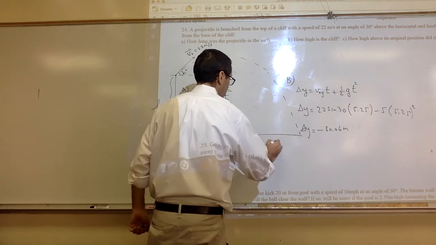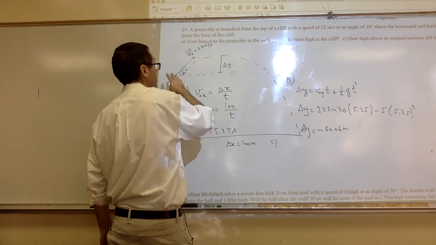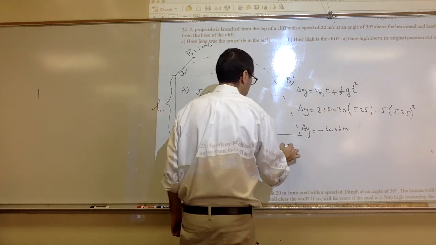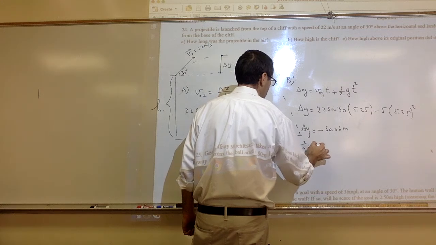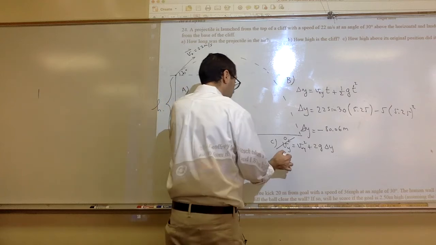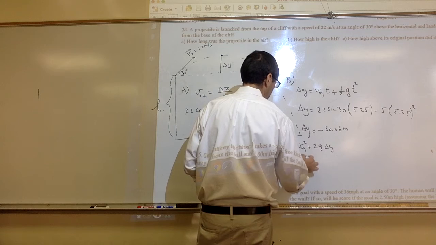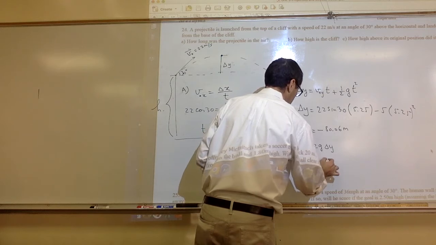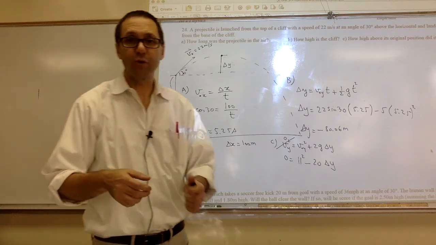So let's try that. We're trying to figure out this delta y here, which is very different than this one here. So at this point here, your vertical velocity is 0. So I'm going to use the one that doesn't have the time squared, the time period. So v squared equals v0y squared plus 2g delta y. At the top, your vertical velocity is 0. And the v0y should be 11. In other words, 0 equals 22 sine of 30 squared minus 20 delta y. And if you do the math correctly here, you should get delta y equals 6.05.